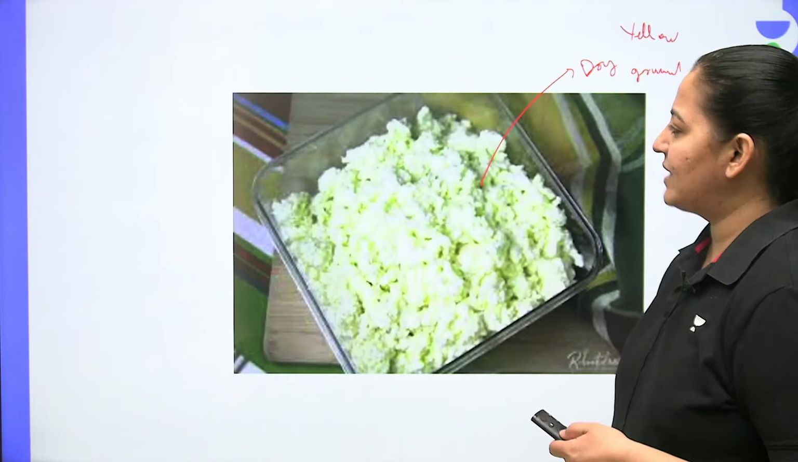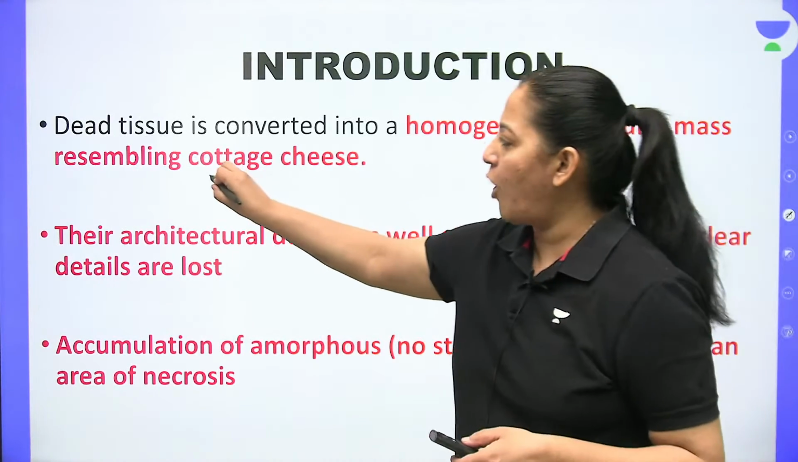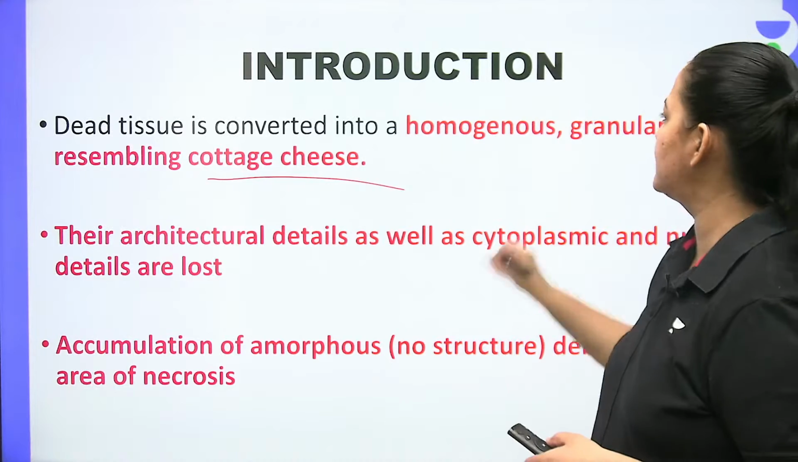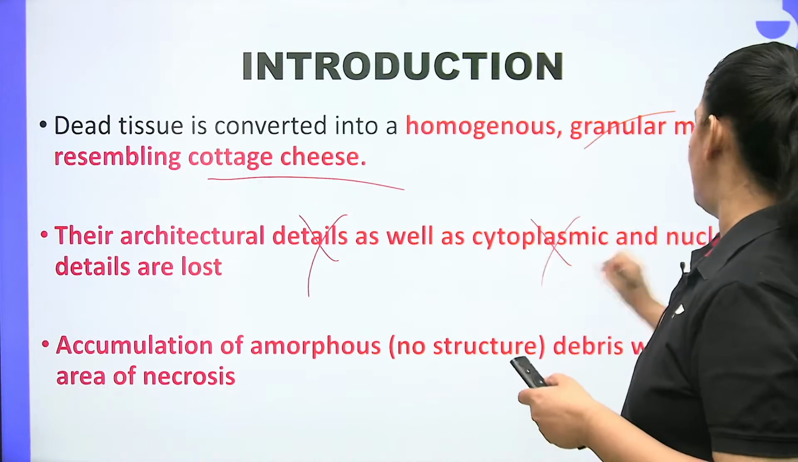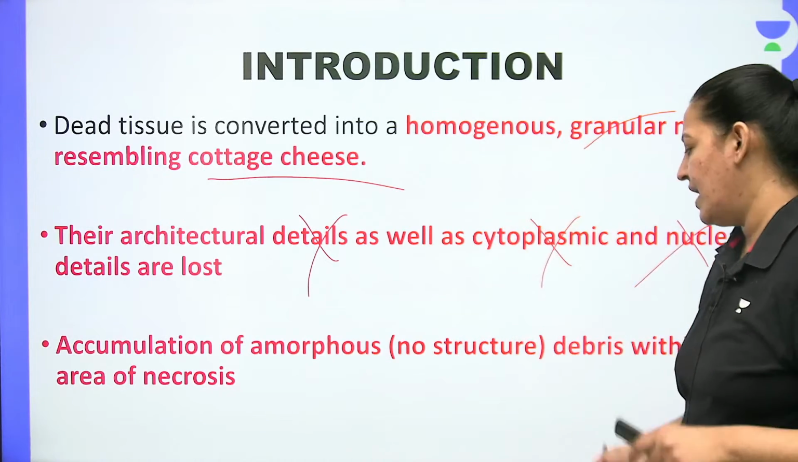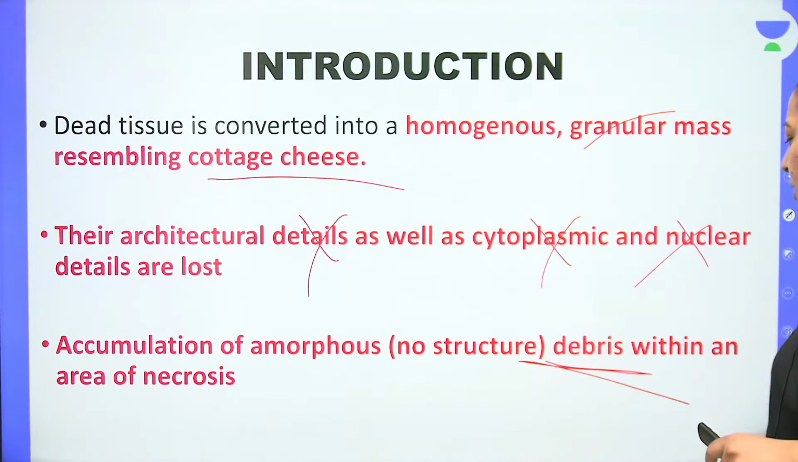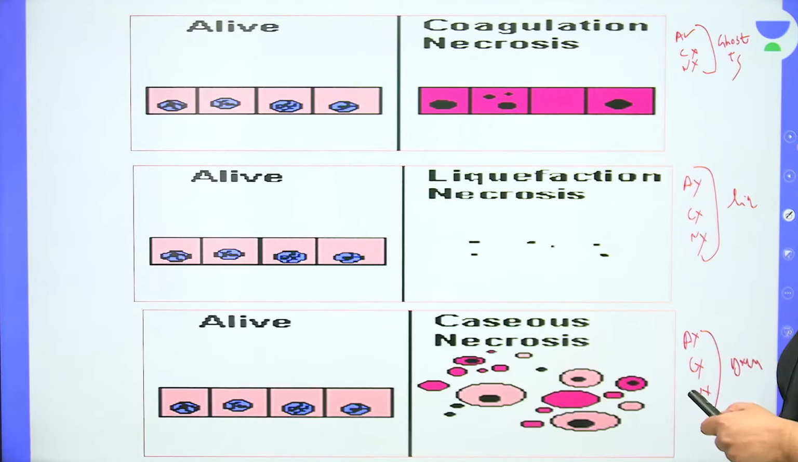You got my point? So that is the definition. And the organ looks like cottage cheese because it is dry, granular, yellowish. So architecture, cytoplasm and nuclear details are all lost and the cell is converted into granular amorphous debris. It is not liquefied. So that is the definition.